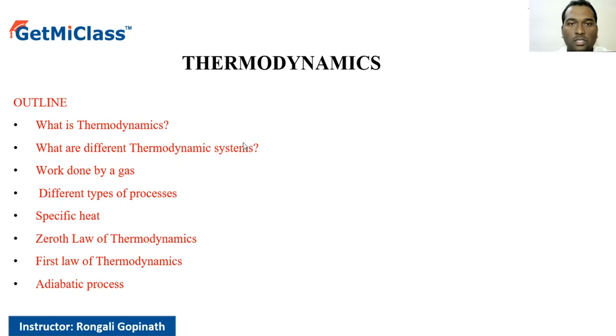Welcome to the Thermodynamics chapter. The outline of this particular chapter is: what is a thermodynamic system and what are the different thermodynamic systems available, what is the work done by a gas, different types of processes that are involved in thermodynamics, specific heat of a gas, zeroth law of thermodynamics, first law of thermodynamics, and adiabatic process. This is the course outline for this particular topic, right?